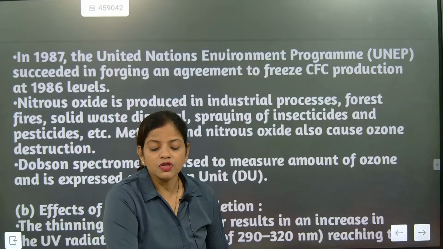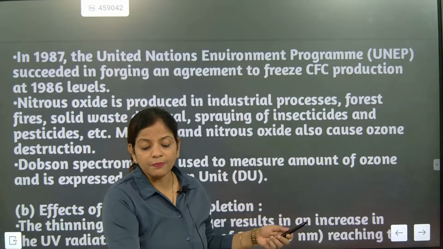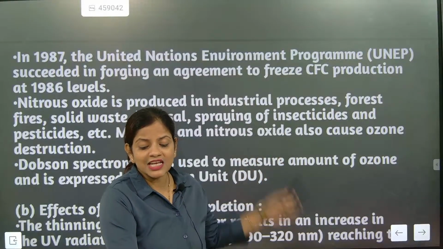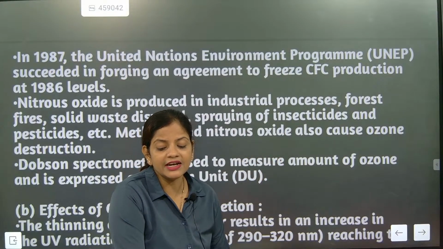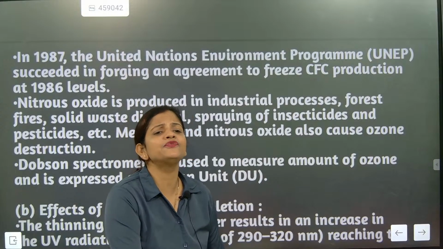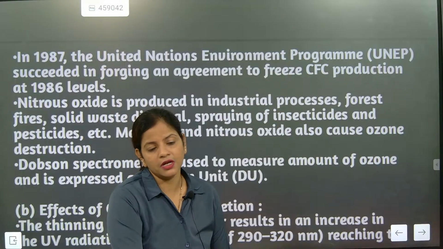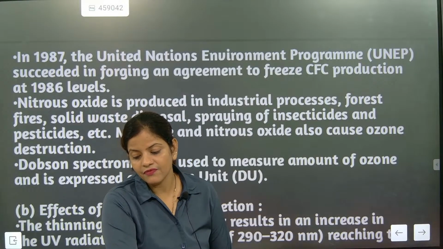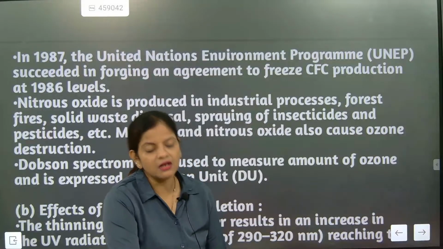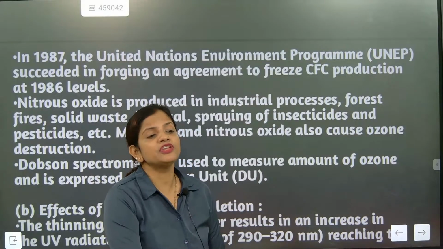Okay, Vishwa. So now look here, beta. We will start. In 1987, UNEP succeeded in forging an agreement to freeze CFC production at 1986 levels. Why? Because CFC is called chlorofluorocarbon. It is a type of chemical released by AC and refrigerator.